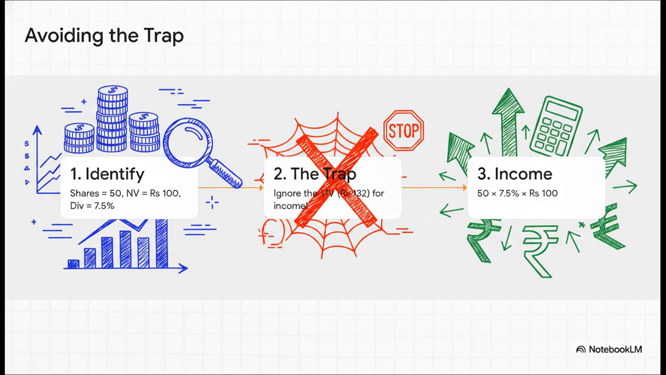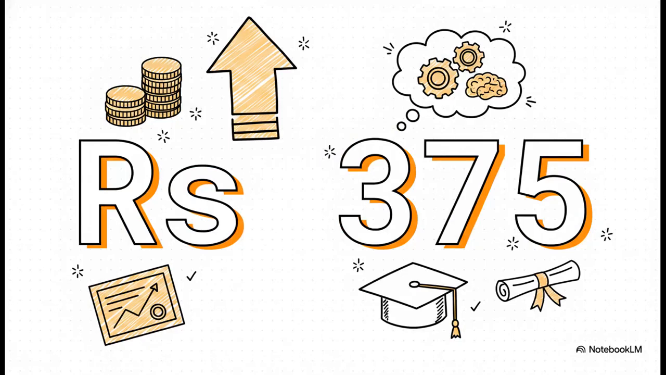Step 2, what about that RS132? Ignore it. Literally, explicitly cross it out in your mind. That 132 market value is a deliberate distractor placed by the examiner just to mess up your income calculation. Step 3, apply golden formula number 2. Annual income equals 50 shares times 7.5 over 100 times our nominal value of 100. The hundreds cancel out perfectly, leaving us with 50 times 7.5, which gives us a final annual income of 375 rupees.